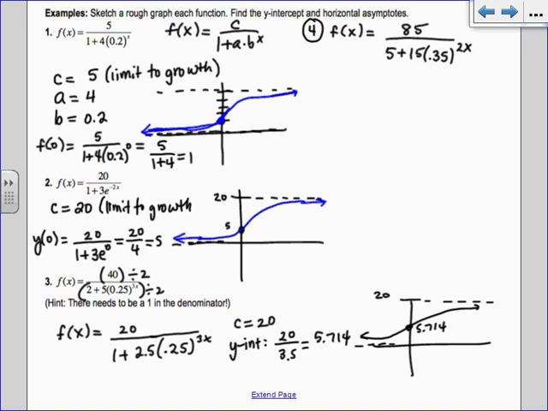All right, number 4. So if I have f of x equals 85 over 5 plus 15 times 0.35 to the 2x, let's think about what we need to do. Yeah, divide everything by 5. Did you guys know 85 divided by 5? Good. Did you do it on the calculator? Yeah. So we end up getting 17 over 1 plus 3 times 0.35 to the 2x.